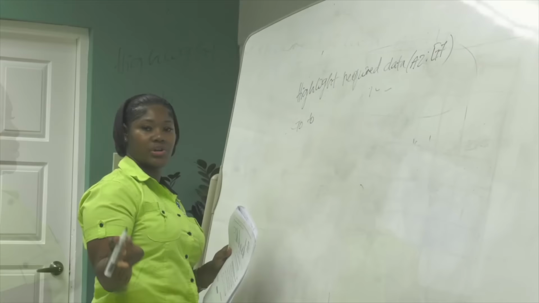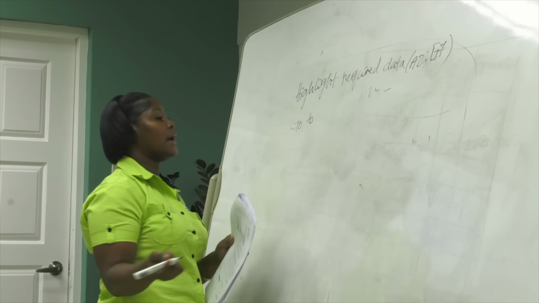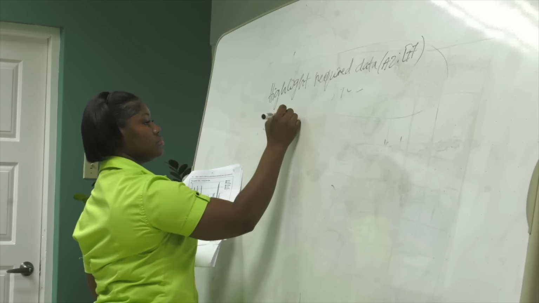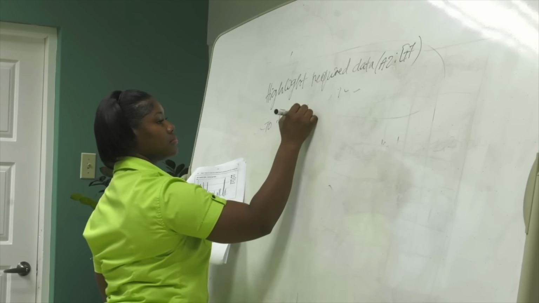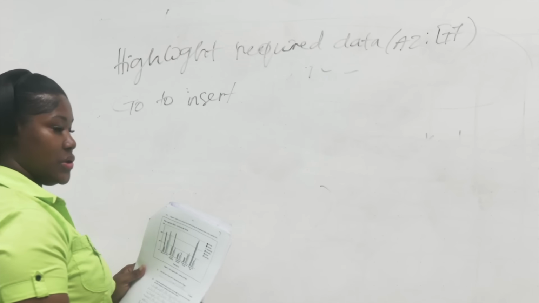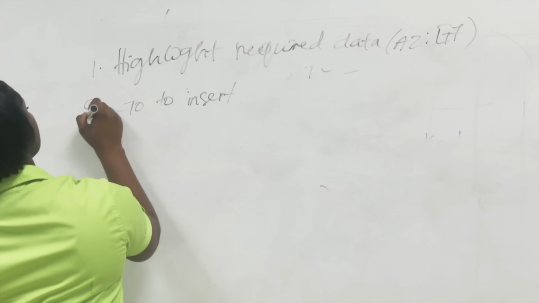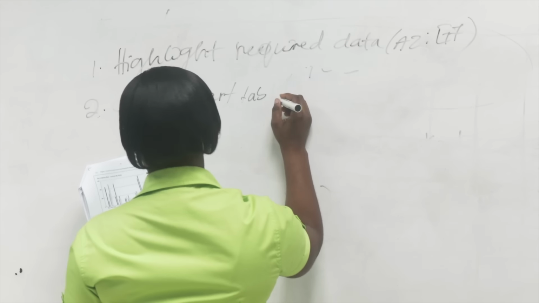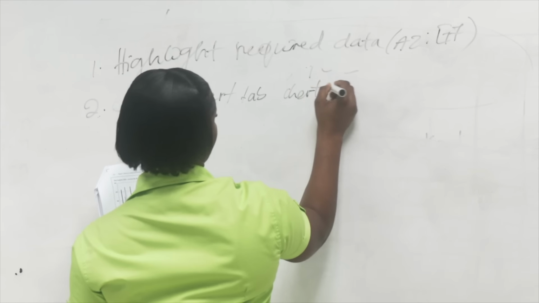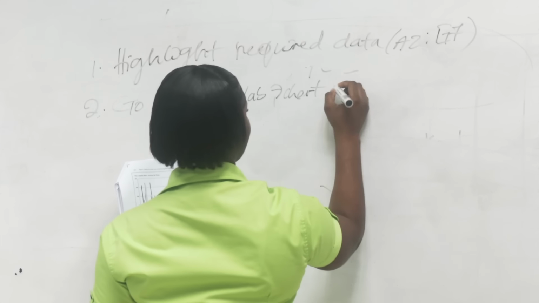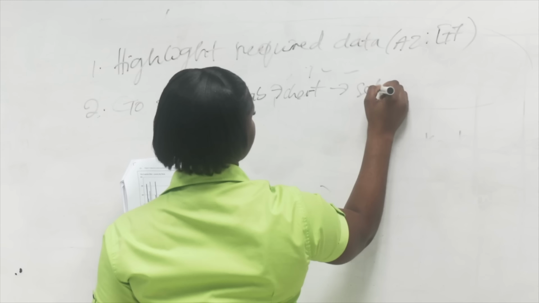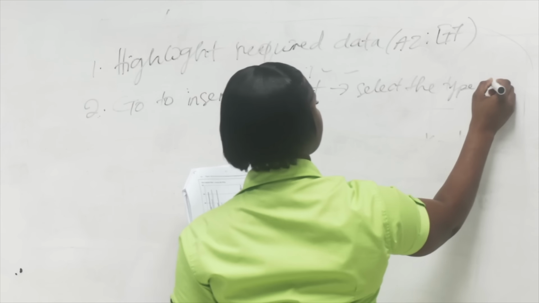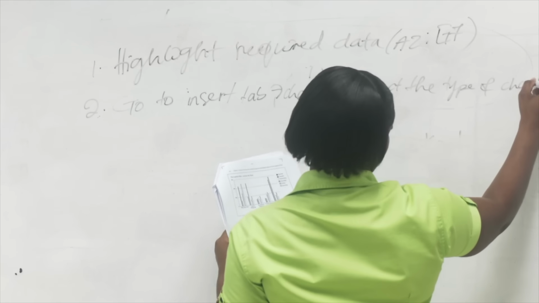So of course you go to your ribbon and you look for the insert tab, and then you select the type of chart that you want. So 1, 2, go to the Insert tab, and then you go to Chart, and you select the type of chart. And in this case, it's a column chart.